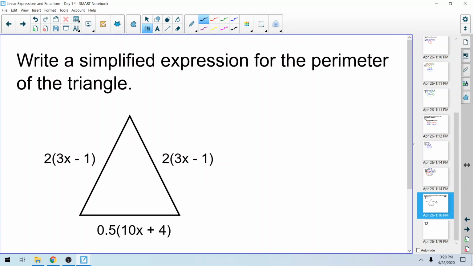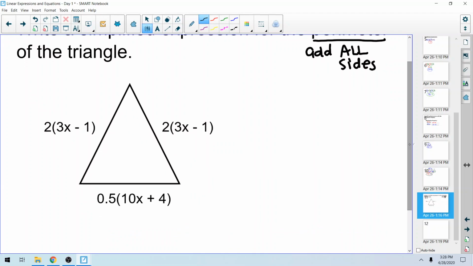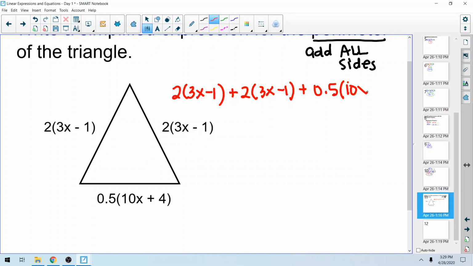Last but not least, write a simplified expression for the perimeter of the triangle. So, perimeter, add all sides. Triangle has 3 sides, so we have to add all 3. So we're going to do 2 times 3x minus 1 plus 2 times 3x minus 1 plus 0.5 times 10x plus 4. So I did this side plus this side plus this side.